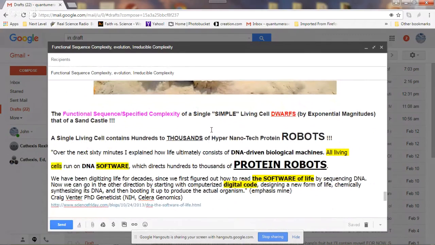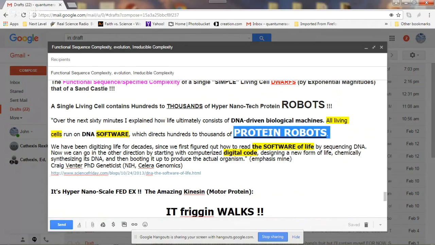A single living cell contains hundreds to thousands of hyper nanotech protein robots. From Craig Venter, the Grand Poobah geneticist: "Over the next 60 minutes, I explained how life ultimately consists of DNA-driven biological machines. All living cells run on DNA software, which directs hundreds to thousands of protein robots." Where do robots come from? It's a question you have to ask yourself.